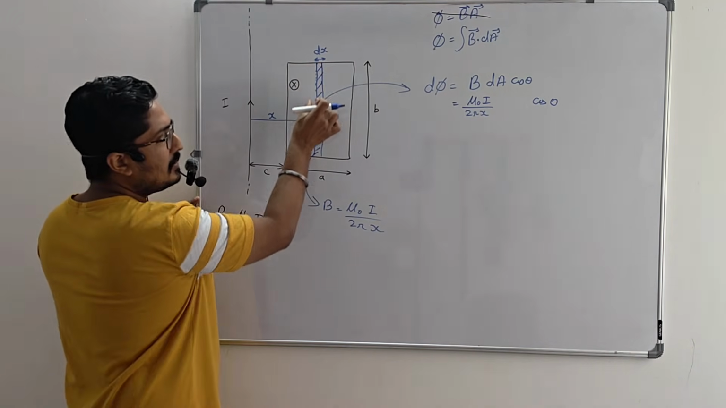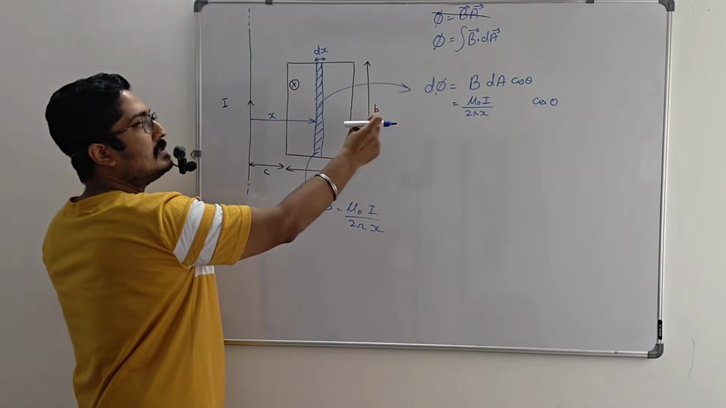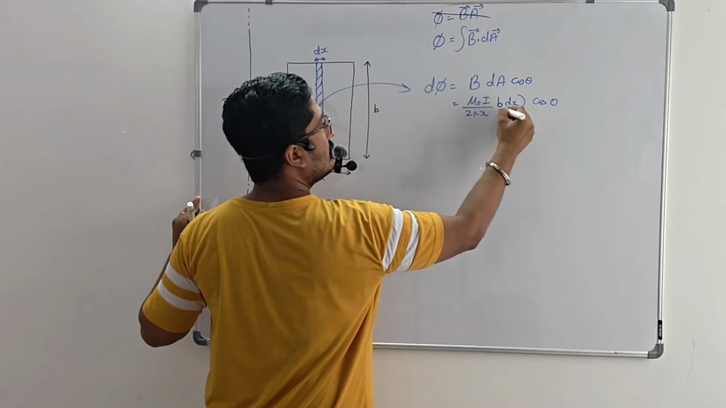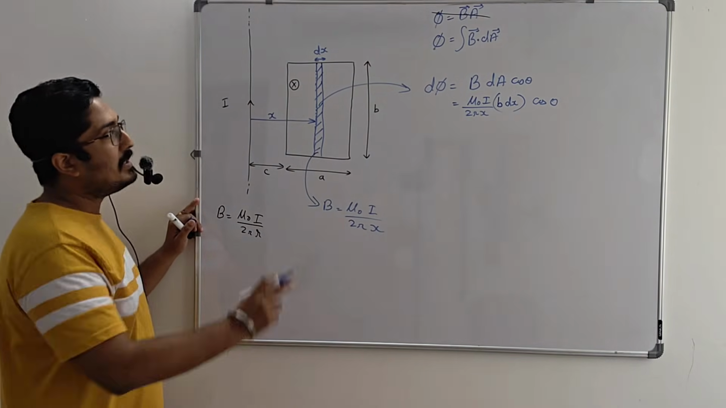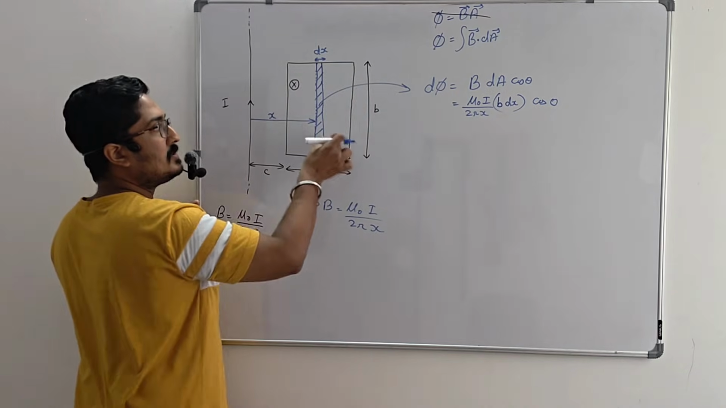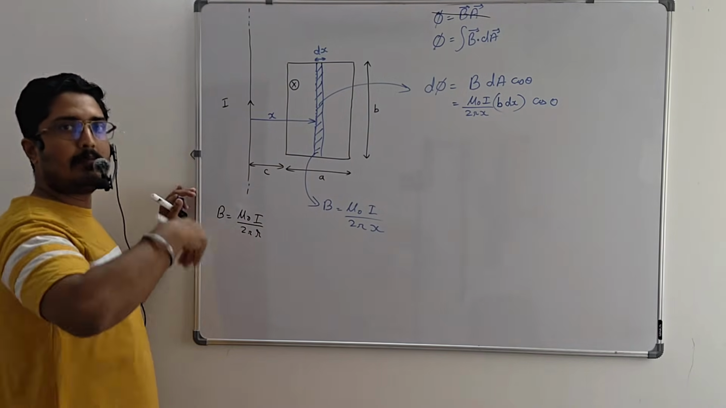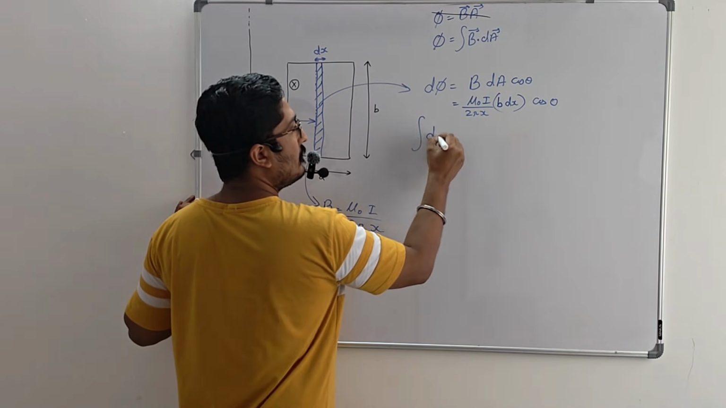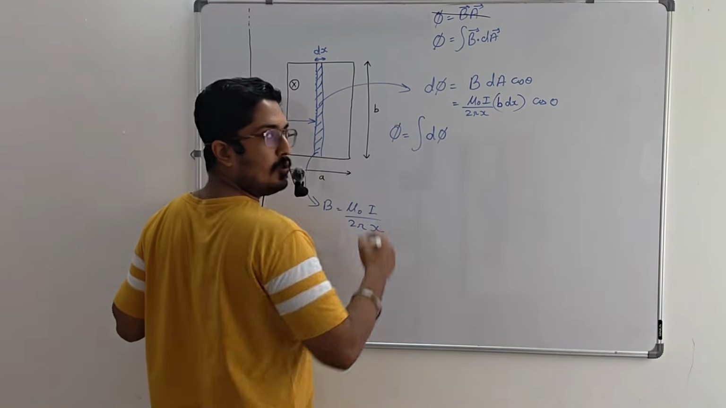What is the area of the strip? If you just see this, the strip is also in the shape of a rectangle whose length is b and whose thickness is dx. So I can say it is b into dx, that is the area. Now, once I got the magnetic flux for this small region, I can find magnetic flux for many such strips and add all that magnetic flux. I'll be able to find out the total magnetic flux. So if I want total, I should do integration of d phi. That would be my phi, the total flux.